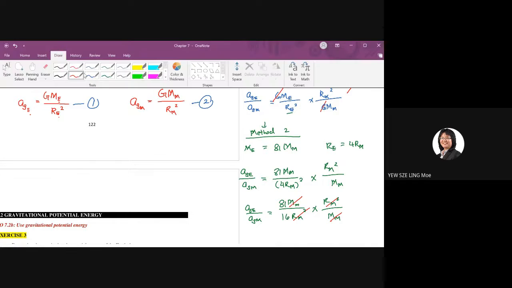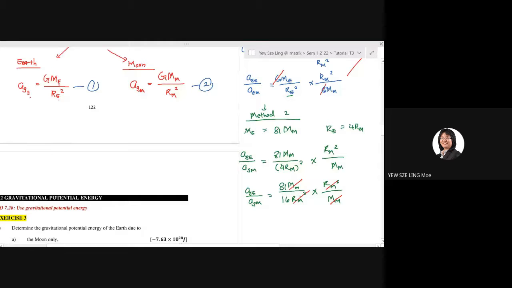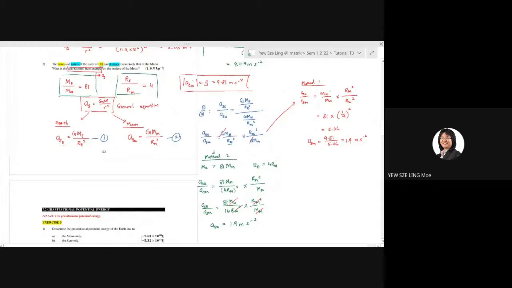Terpulang pada kaedah mana yang anda rasa lebih senang. So you substitute AG equals 9.81. Eventually, you will get AGM, which also equals 1.9 ms negative 2. So both methods are correct. Kedua-dua method, semua betul. Anda rasa yang mana lagi satu senang nak pakai? The green one or the red one? Then you just use it. We don't have a fixed answer in physics. It depends on which one you think is easier for you to use. So this is the last question. You write it down, and if no questions, then you may leave the class.